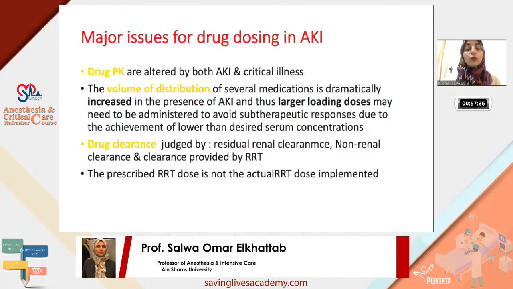We have to have, and this can be a topic for several lectures, the issue of drug dosing in acute kidney injury. We have to think about the dose for our patients, those receiving dialysis or not. And for those receiving dialysis, it is different being on intermittent versus being on continuous. It is a lot of information we have to gather.